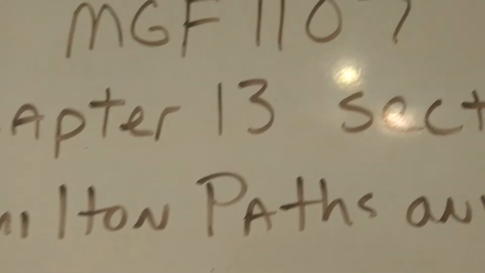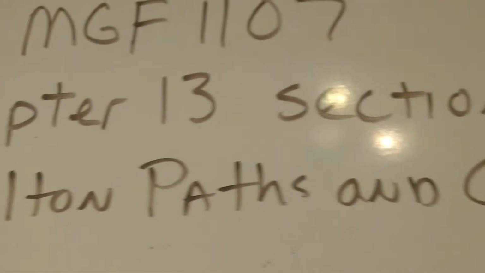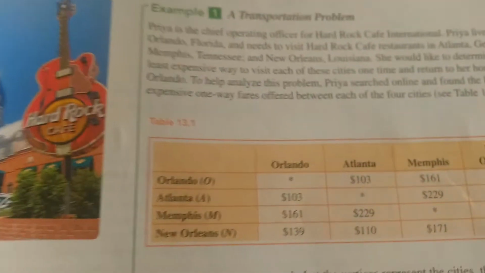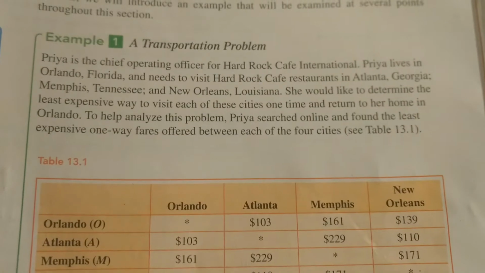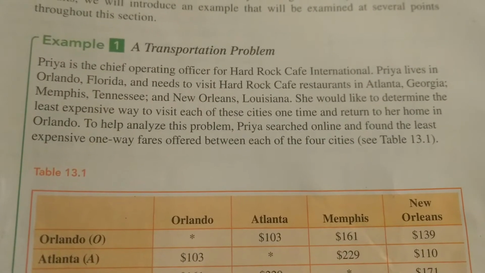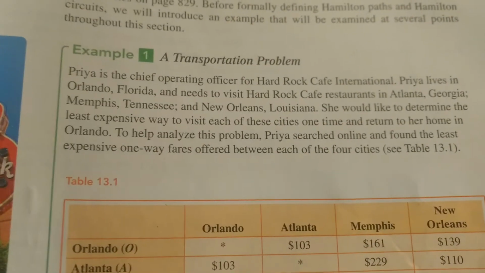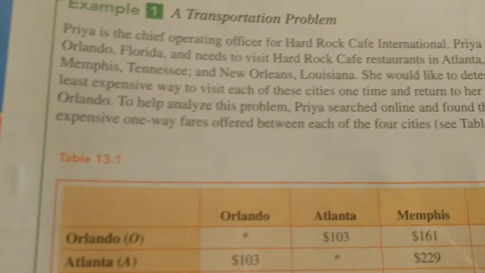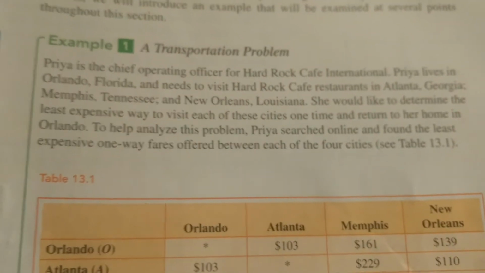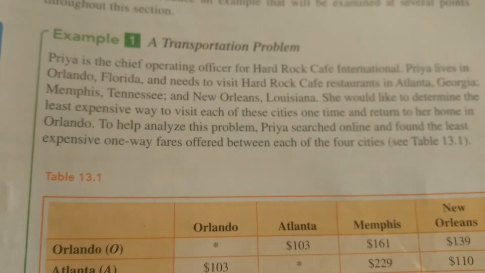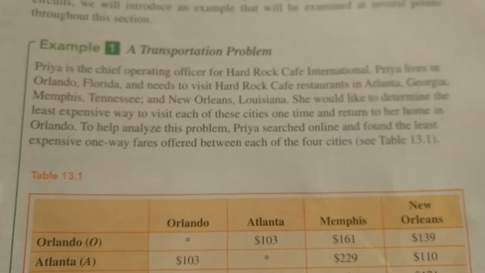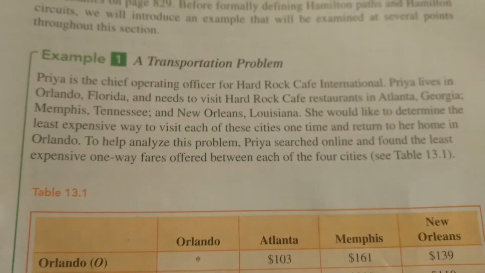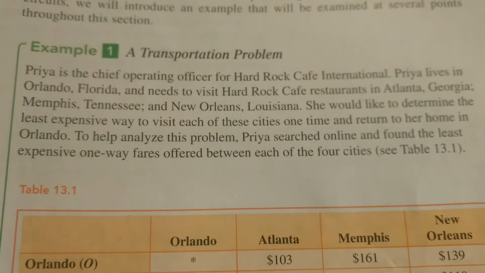This is MGF 1107, Chapter 3, still Section 3. This is Part 2. Basically, what I'm going to do is go through an example problem here so you can understand how this whole Hamilton path and circuits work. Also, it's called a traveling salesman problem. And actually what individuals do inside corporations and businesses in order to figure out an efficient way to travel or move things or deliver items, things like this.